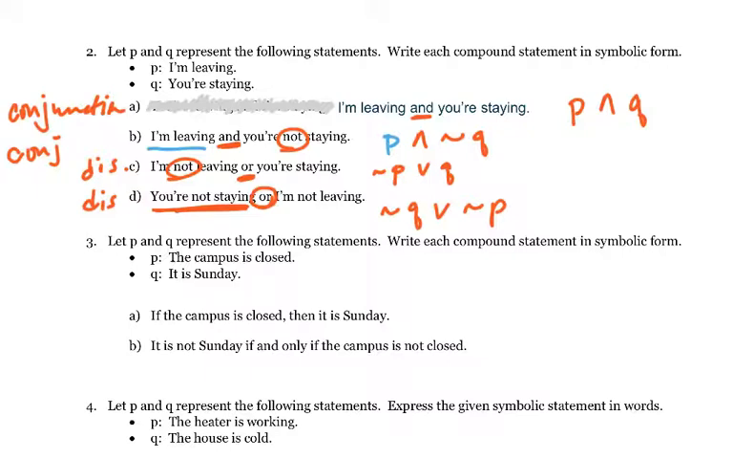We have let P and Q represent the following statements. Write each compound statement in symbolic form. P, the campus is closed, and Q is it is Sunday. And so we have if the campus is closed, then it is Sunday. So that's if P, then it is Sunday, Q. Then we have it is not Sunday if and only if the campus is not closed. So it is not Sunday, that's going to be not Q. If and only if, that's a biconditional, the campus is not closed. So we have negations on both of these.